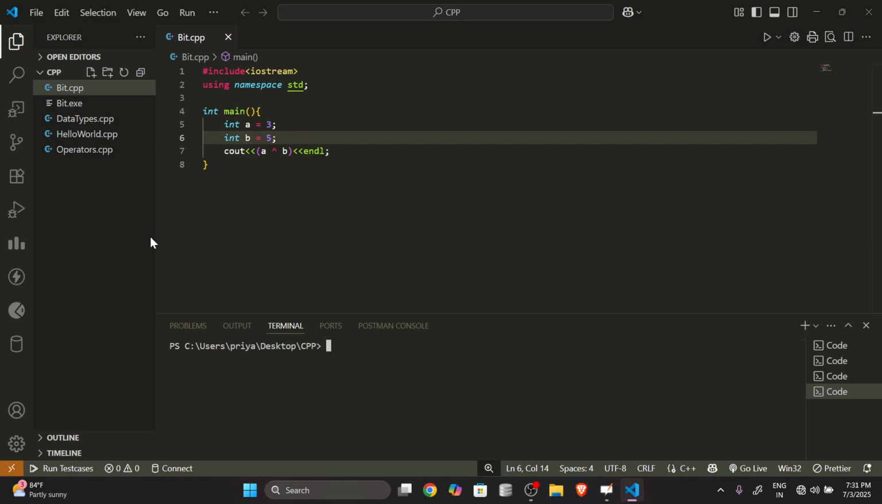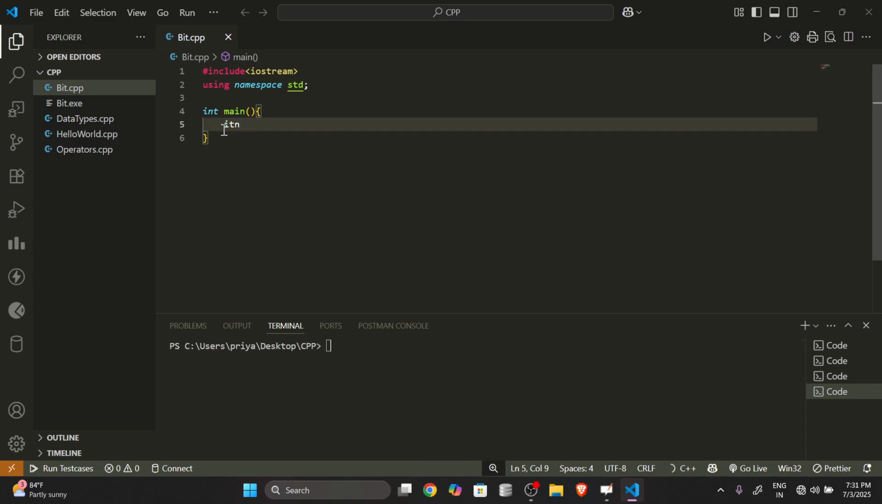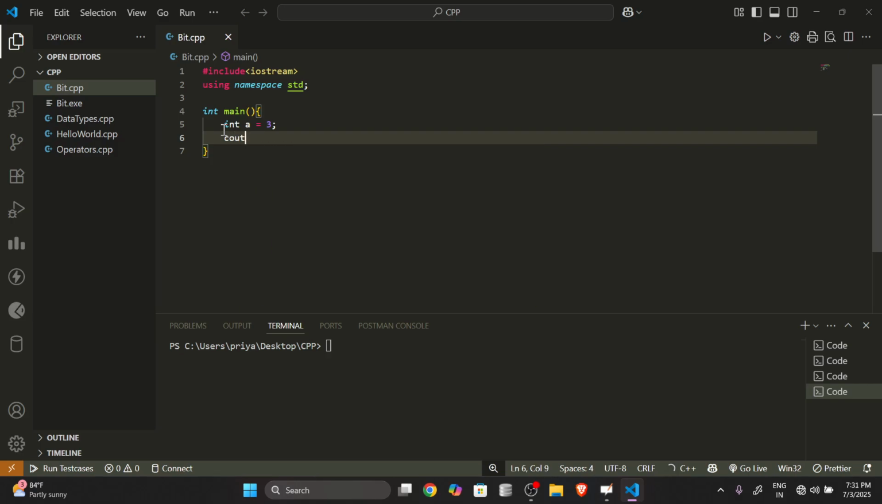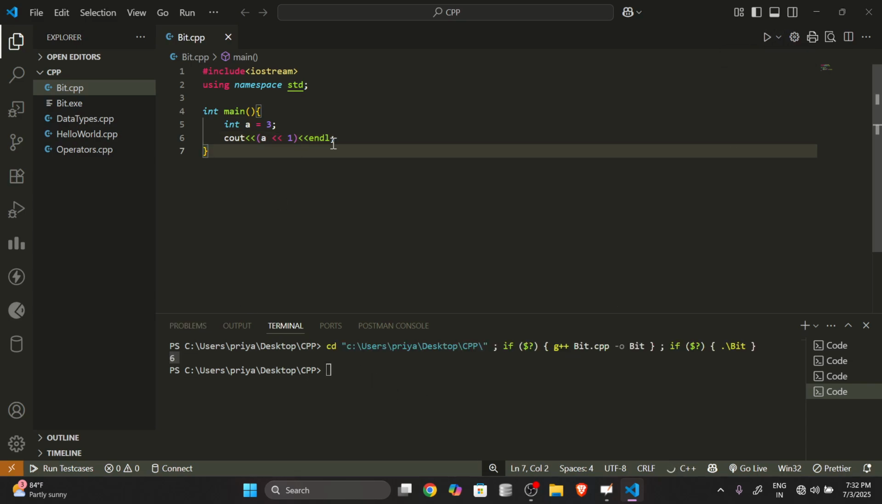Let's try to write the code. Let's say we have a number int a, 3. We are trying to left shift it by 1. Let's see what we get. Upon executing this, we get the output 6. So we are absolutely correct here.